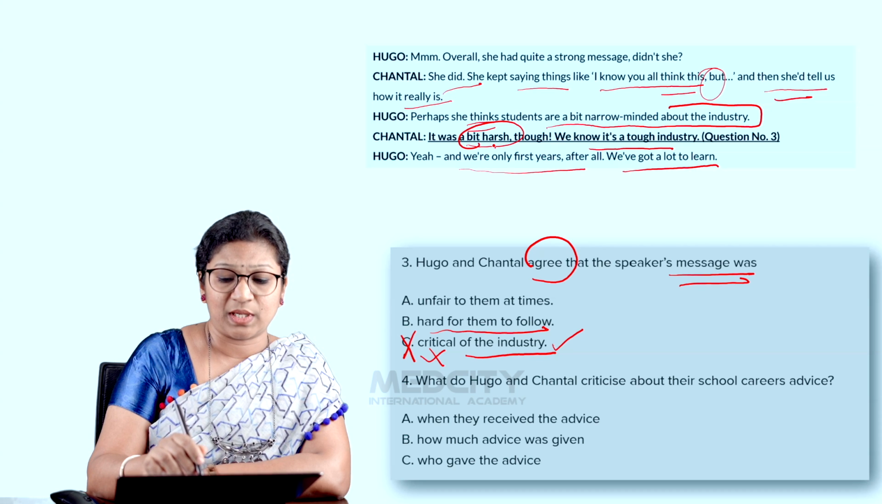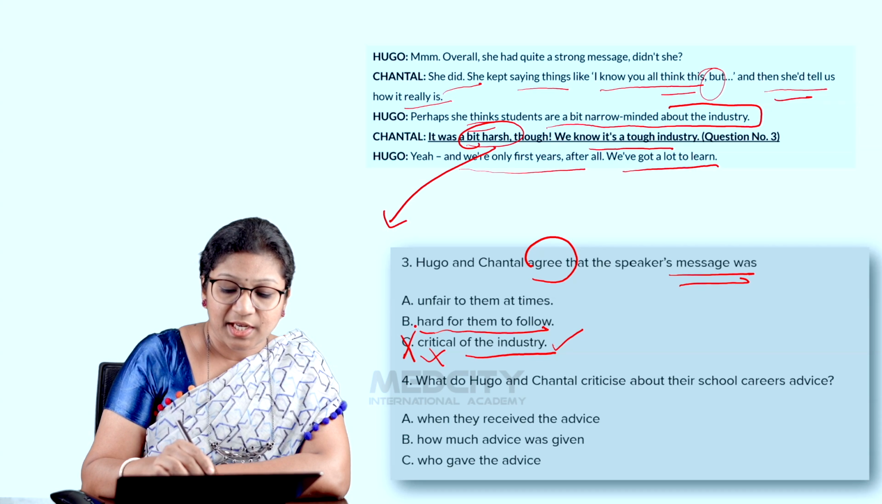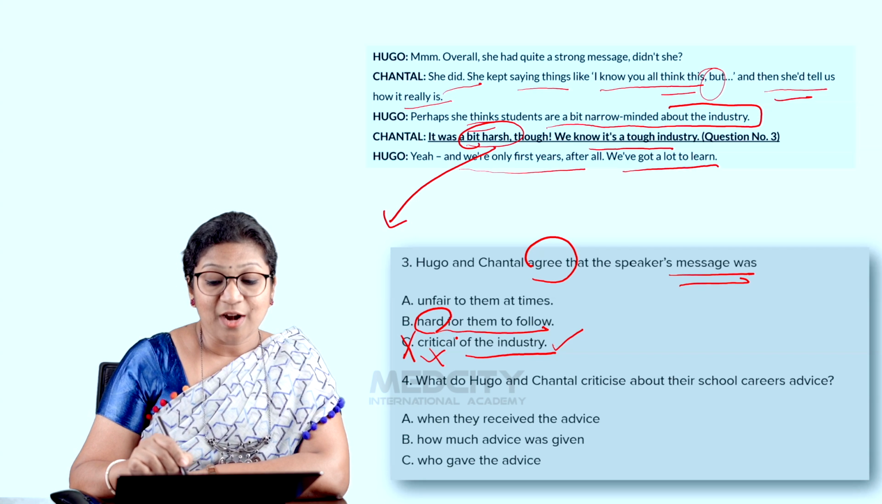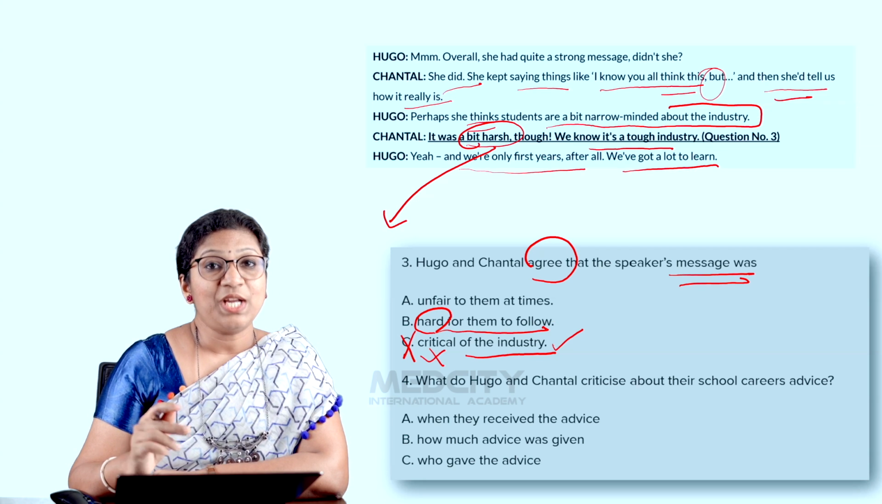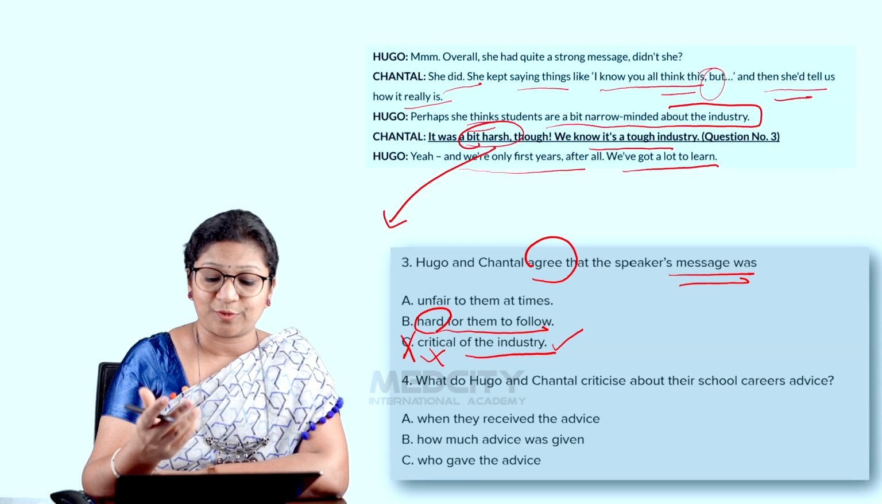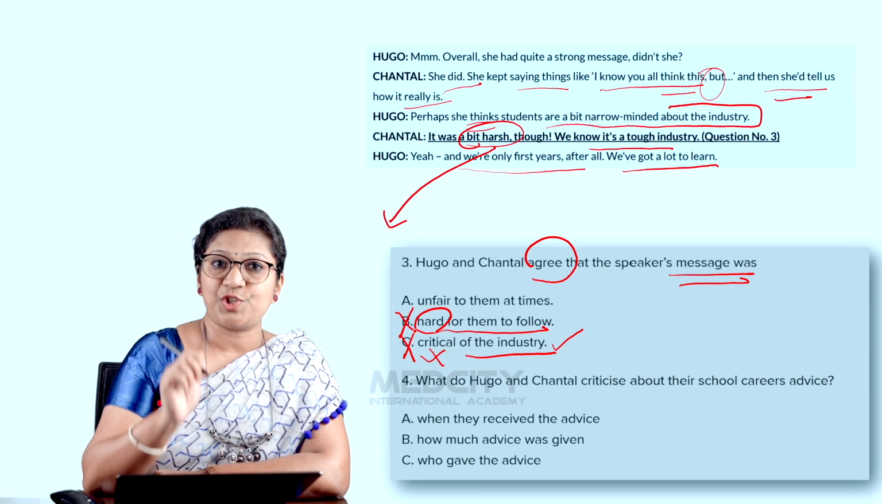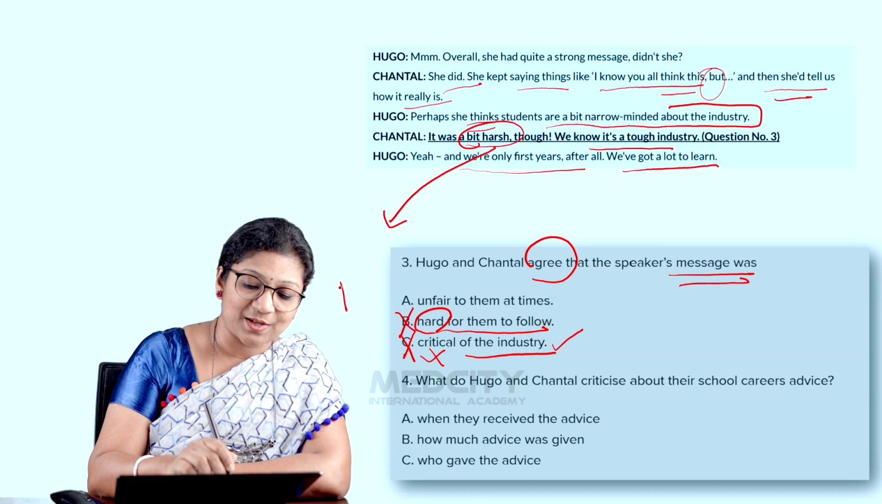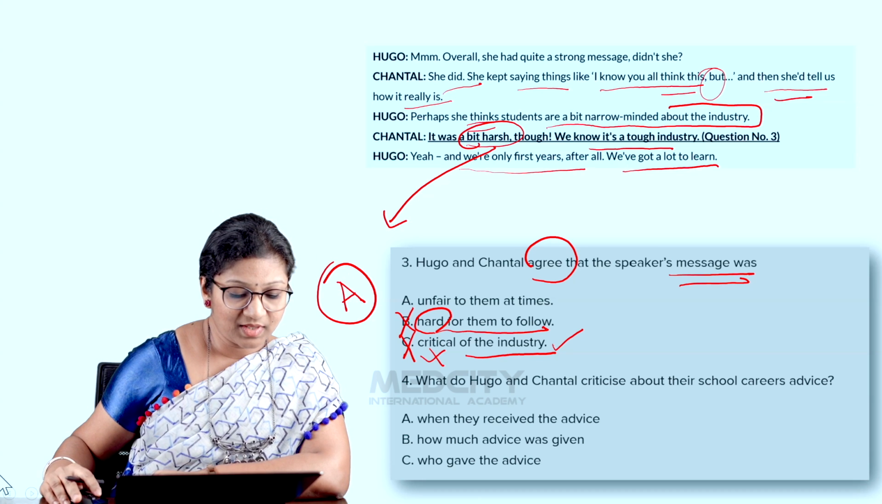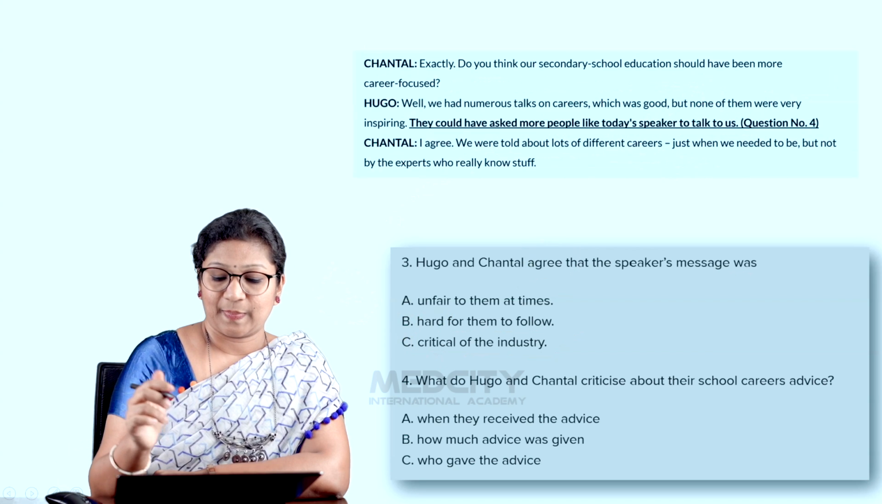So by listening to the word harsh, do not connect it to the word hard and choose that as a right answer, because it says hard for them to follow. It was easy. They understood everything that was being conveyed, right? The message was not difficult to follow. So do not match it just by a word. So the right answer option here is option A. Moving on to the next.